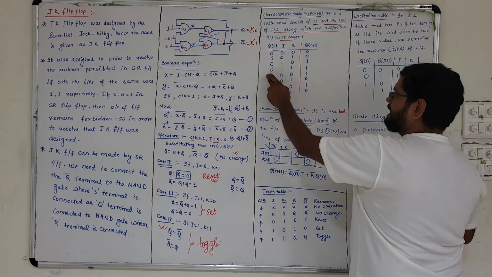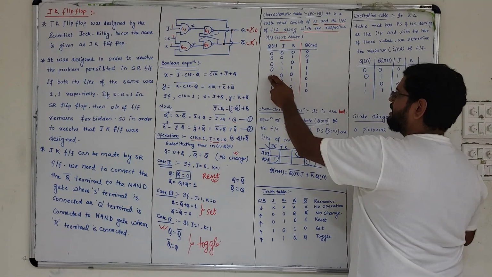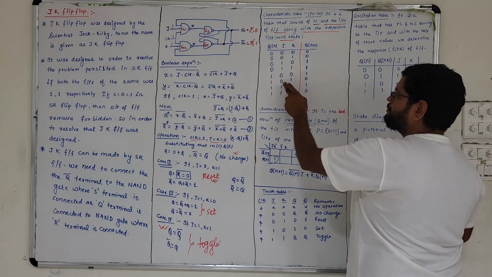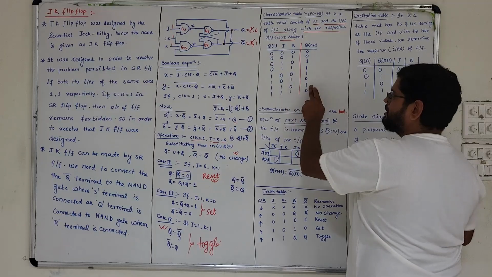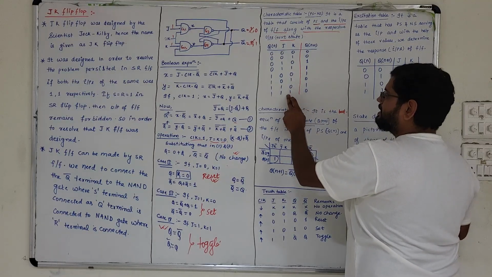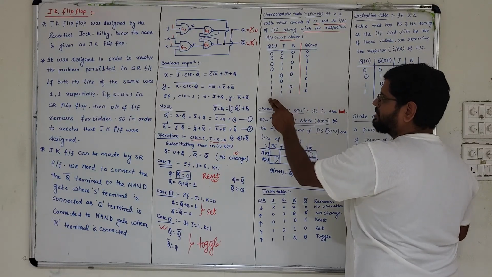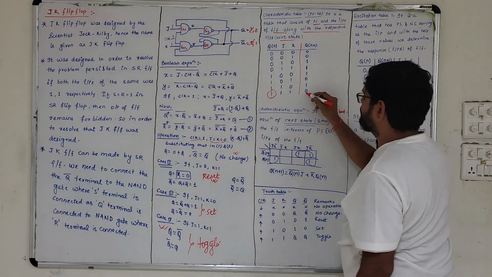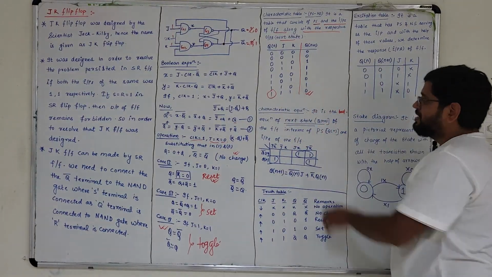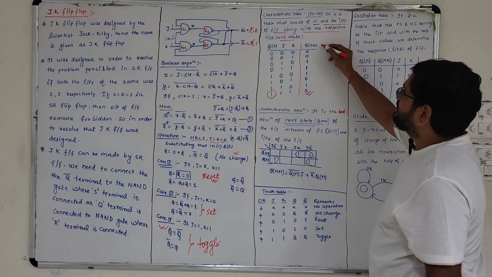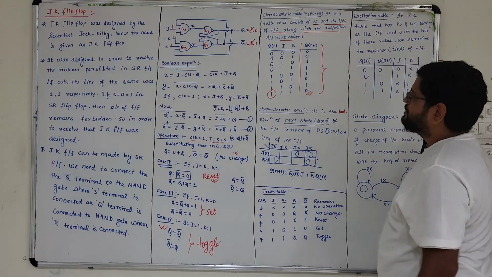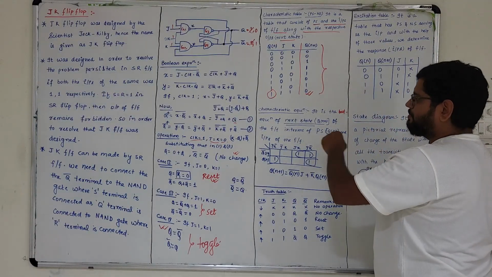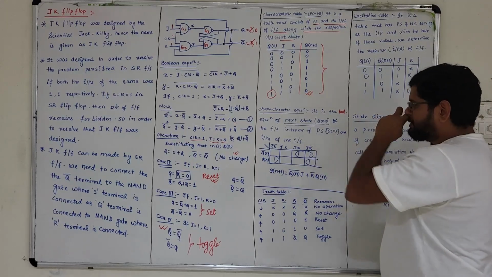Similarly, for 0, 0 we are having the last state, which is 1, so we have written it as 1. 0, 1 is reset, 1, 0 is set. In 1, 1, we once again have the toggle state, or the complement of the last state. So the complement of 1 is 0, so we have put it as 0. Now once we have got this, this is the characteristics table for your JK flip-flop. Now next we'll be going for the characteristic equation.